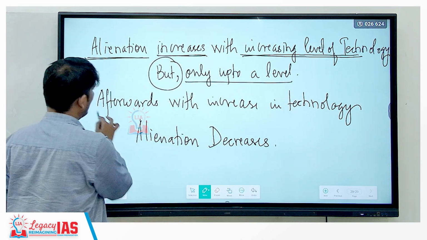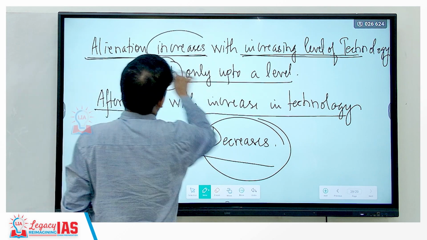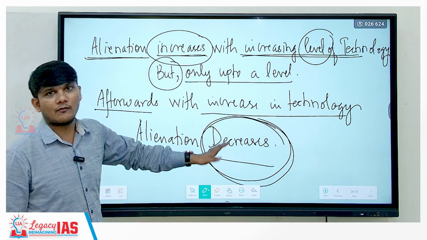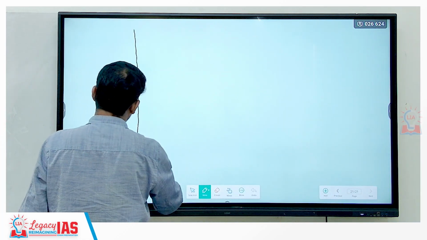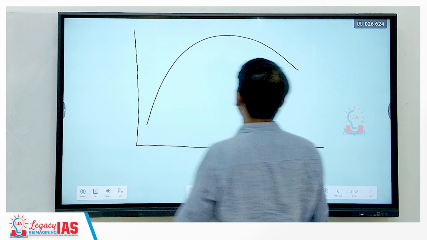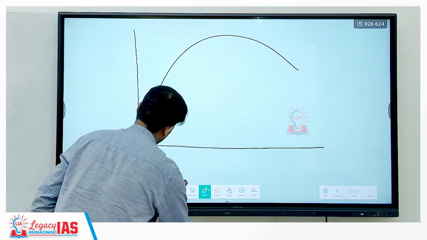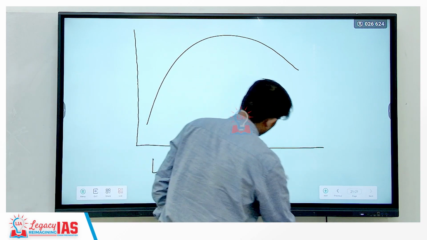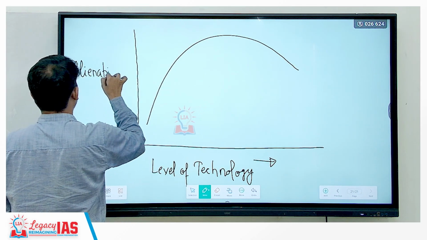Afterwards what will happen? With an increase in technology, the alienation would decrease. So initially alienation is increasing with the level of technology, but after a certain point, alienation would decrease. So what would the graph look like? The graph would look something like this, curvilinear. Let me write it down: this is level of technology, this is alienation.